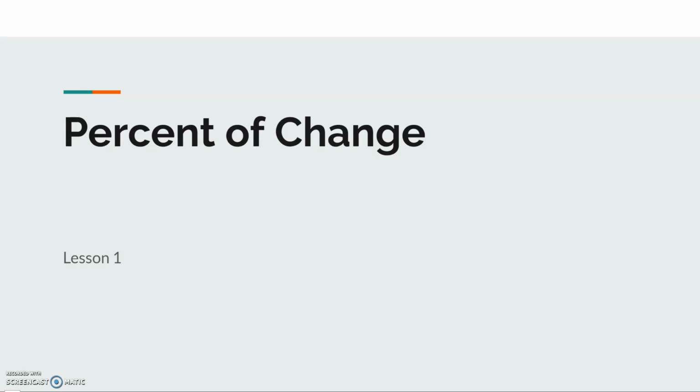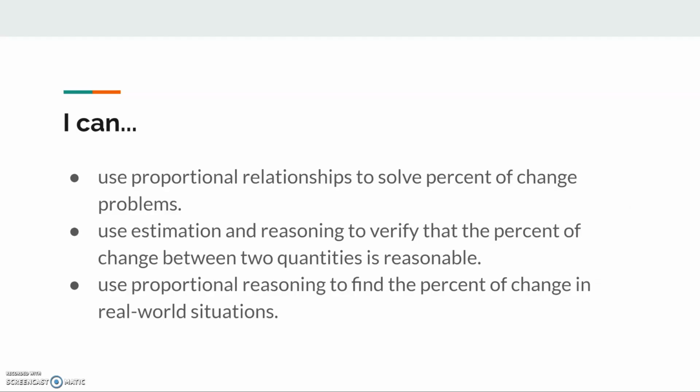All right, we're going to start percent of change today. So remember, percent of change, you defined this word the other day, is the difference in an original cost to a new cost. We're going to look at percent of increase, how much it goes up, percent of decrease, how much it goes down. So by the end of this, you will be able to use proportional relationships to solve percent of change problems. That's the whole thing.